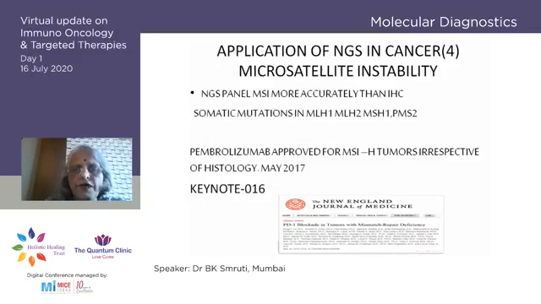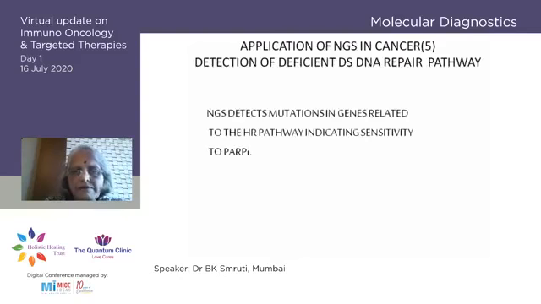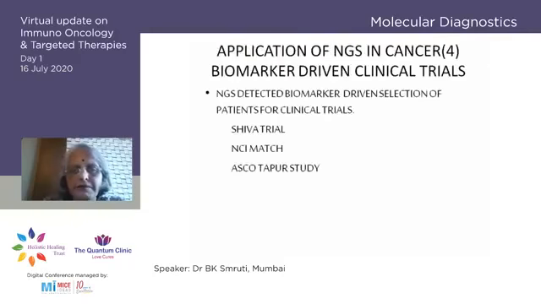Now, applications of NGS also in microsatellite instability, and this I will go into details when I come to MSI. Next slide. Then, of course, there is application of NGS because you can detect several genes which are responsible for the DNA repair pathway, and the mutations in this could render this pathway deficient. So you have the NGS detecting other mutations apart from the BRCA1 and 2, and thus indicating a sensitivity to the PARP inhibitors. Next slide.